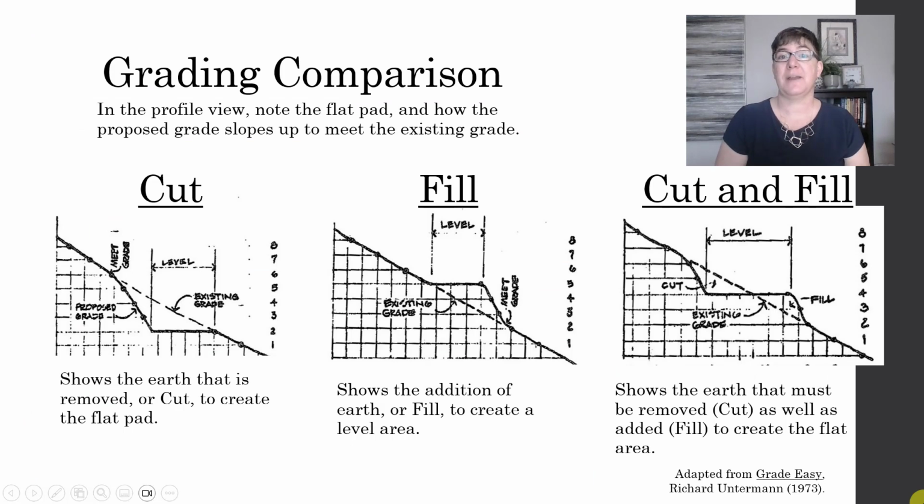Let's compare these 3 different types of grading: cut, fill, and combination. Here is what the cut looks like. If you have your existing grade here, you're going to remove earth in this section to create your flat area. The fill is opposite. Here is your existing grade, and we're going to add earth right here to create your flat area. And finally, here is your combination cut and fill. If this is our existing grade, we're going to cut away a little uphill and add a little downhill until we create that flat area.